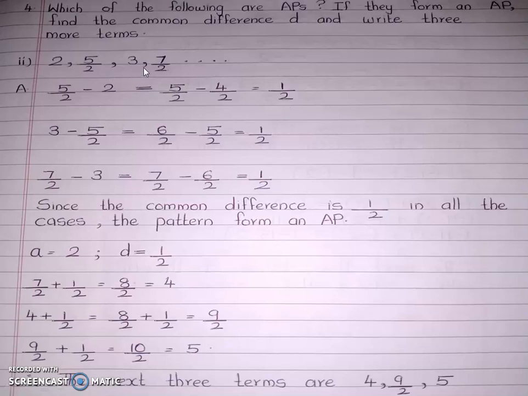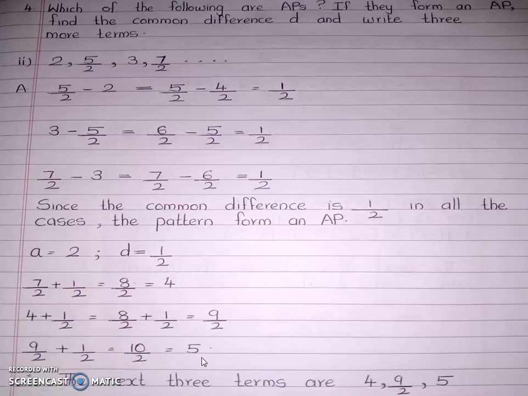It is the last term plus common difference. 7 by 2 plus 1 by 2 is 8 by 2. 8 by 2 you know it is 4. How will you get the next term? This term plus common difference. You will get it as 9 by 2. 9 by 2 plus 1 by 2 you will get 10 by 2 which is equal to 5.